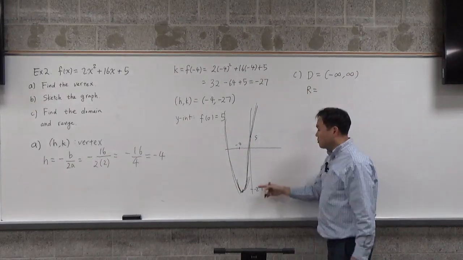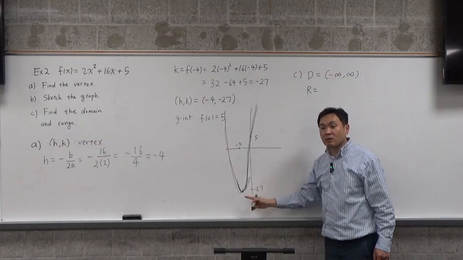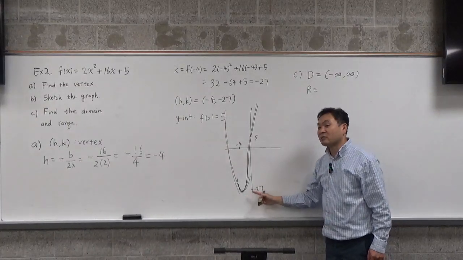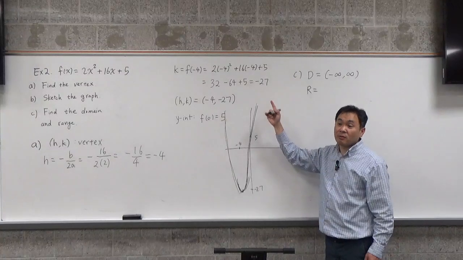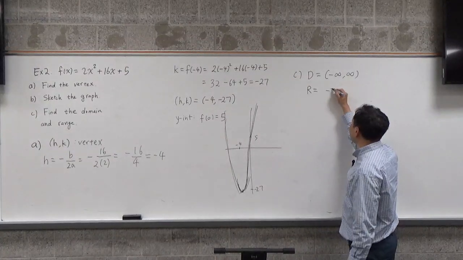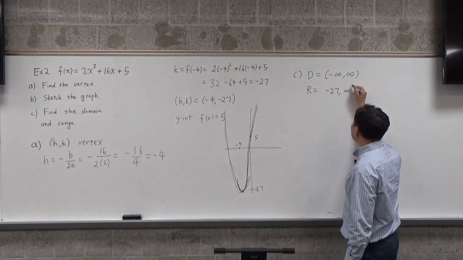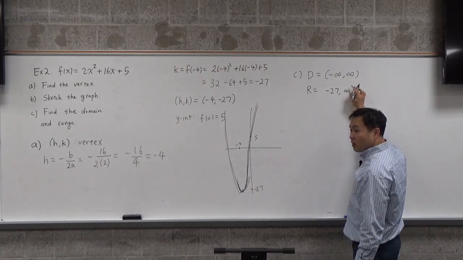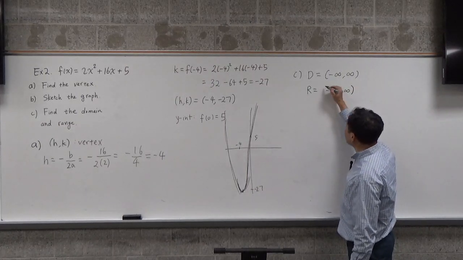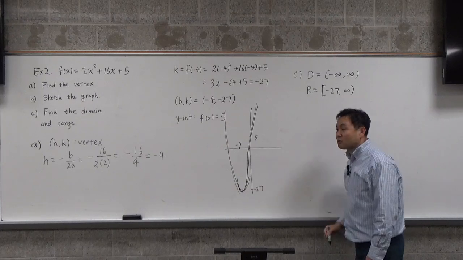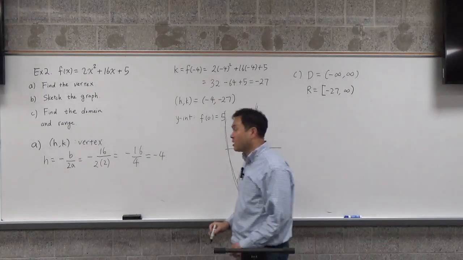Now, what about the range? Range is, well, look at the y values. How low can it go? Negative 27. How high can it go? Infinity. So the range is negative 27 to infinity. Infinity is always round bracket, but negative 27 is included, so it's a closed bracket. So that's the answer.